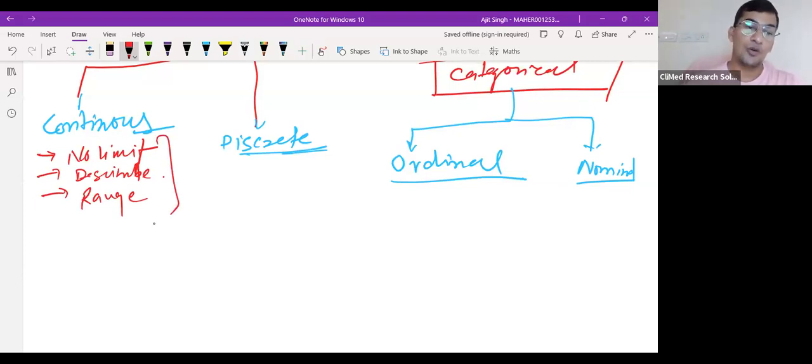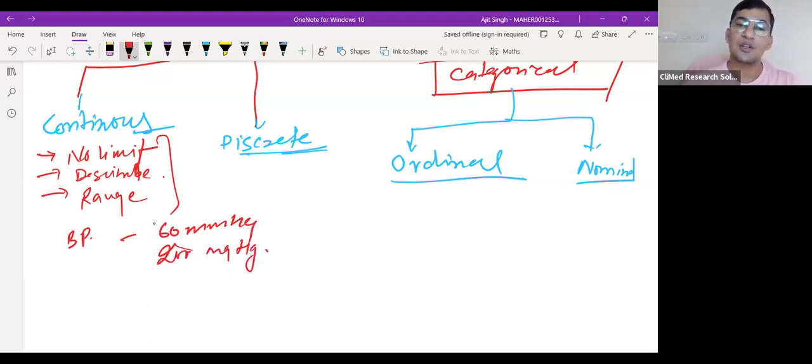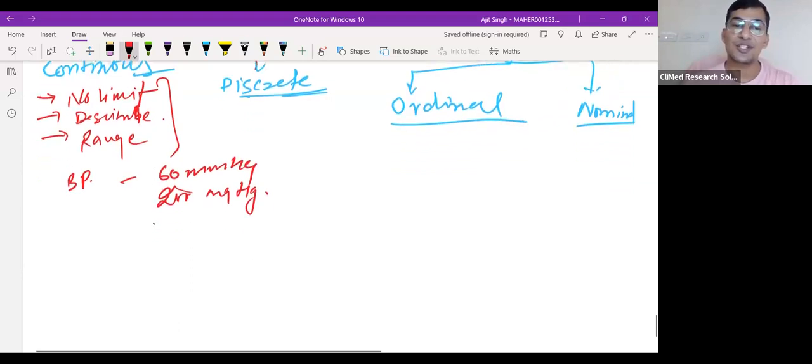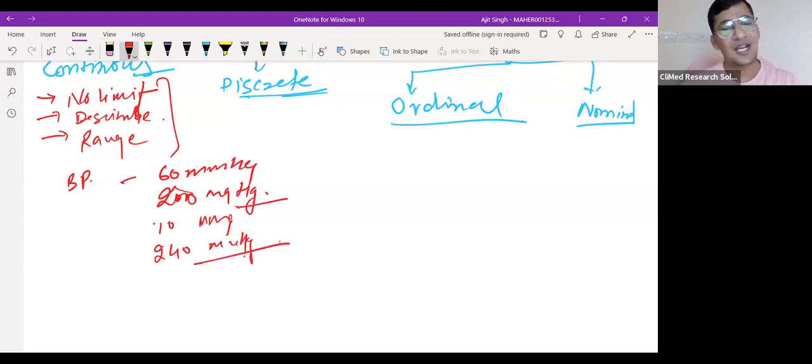Now let me tell you how. If I'm talking about blood pressure, it could be 60 mmHg, and it could be 200 mmHg also. Huge range. Blood pressure could be 10 mmHg, and it could be 240 mmHg in hypertensive emergencies or stroke patients. Blood pressure could be anything at any range, right?